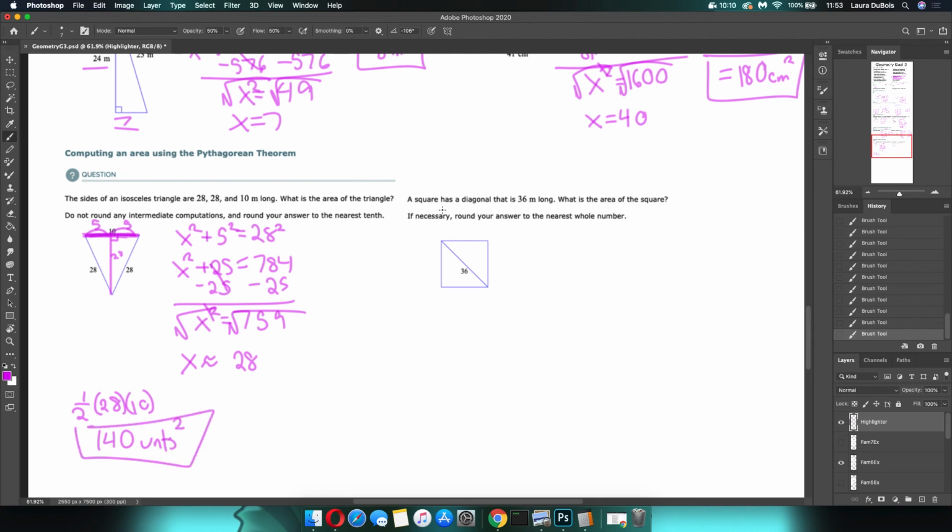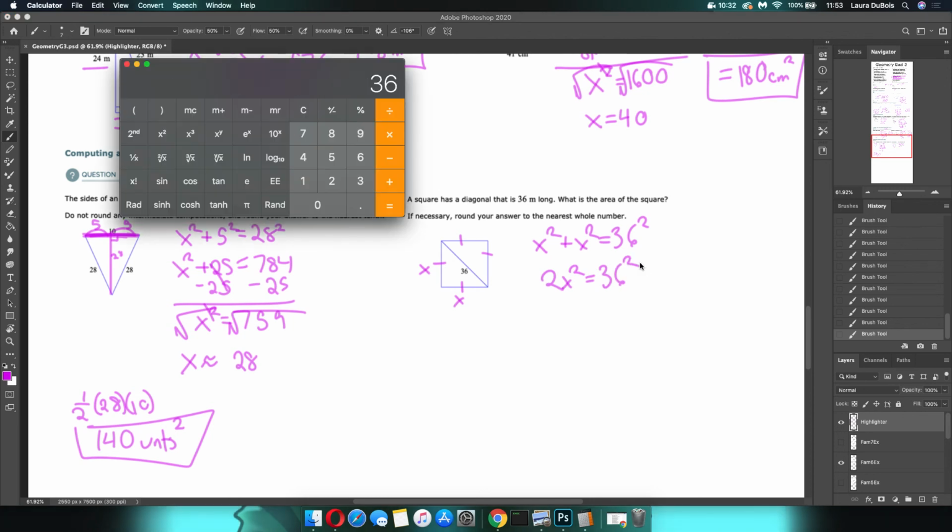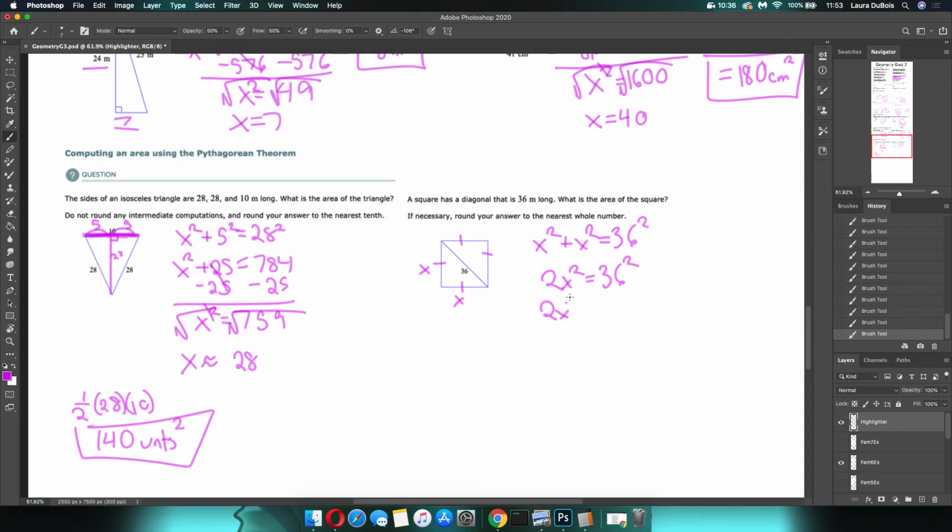Same idea over here. This is a square, so all of these sides are going to be congruent. So what does that mean? x squared plus x squared equals 36 squared. I know that because if this is an unknown and these are congruent, this is also an x. So 2x squared equals 36 squared. First things first, what is 36 squared? 36 squared is 1296. So 2x squared equals 1296. Divide by 2, divide by 2.